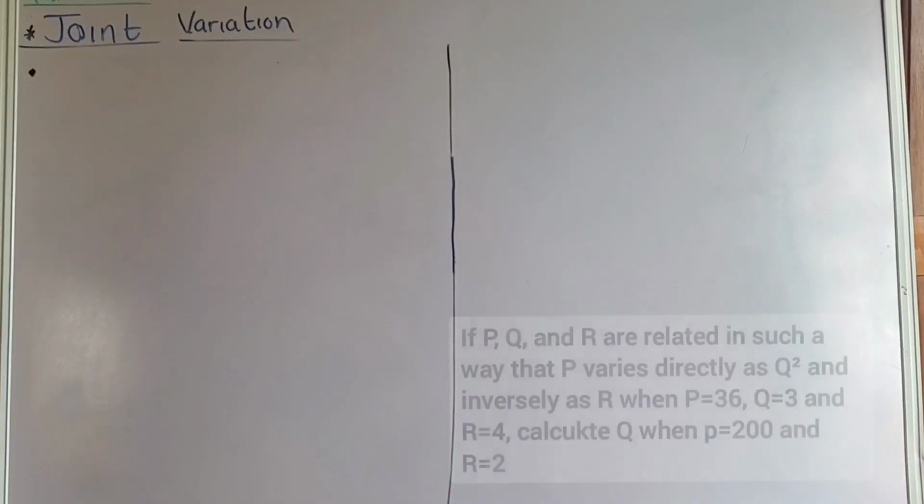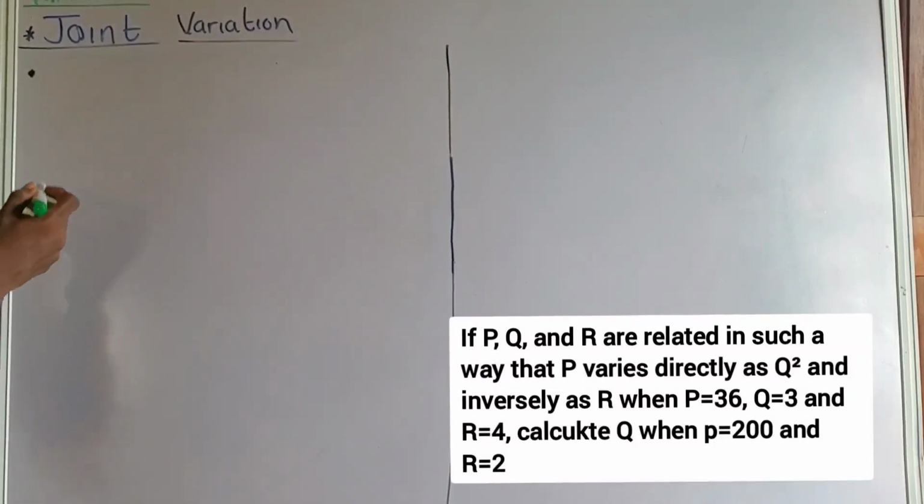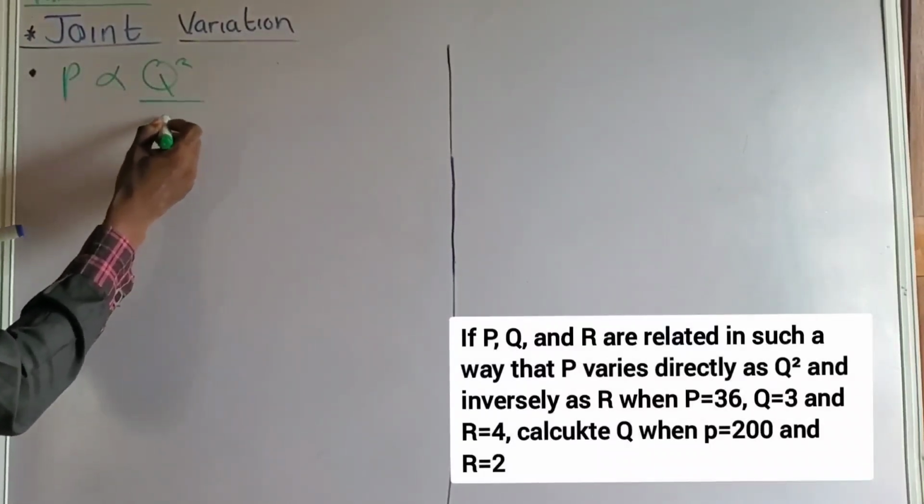Do you understand? Let's consider this question on joint variation. If p, q, and r are related in such a way that p varies directly as the square of q and inversely as r, when p is equal to 36, q is equal to 3, and r equals 4, calculate q when p equals 100 and r equals 2. Okay, we are given this mathematical expression as the relationship between p, q, and r. P varies directly as q squared and inversely as r.